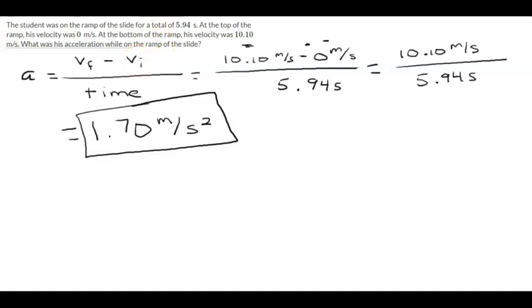The question that they ask or present is, the student traveled the full length of the flat section of the slide in 0.99 seconds. At the beginning of the flat section, his velocity was 10.10 meters per second. At the end of the flat section, his velocity was 10.10 meters per second. What was his acceleration while on the flat section of the slide? Now, obviously, I think we could probably look at this and intuitively know that the answer is 0 meters per second squared. But let's take a look at the solution.